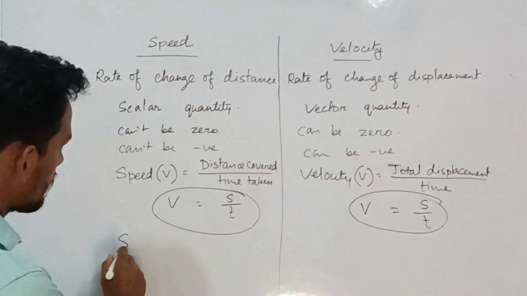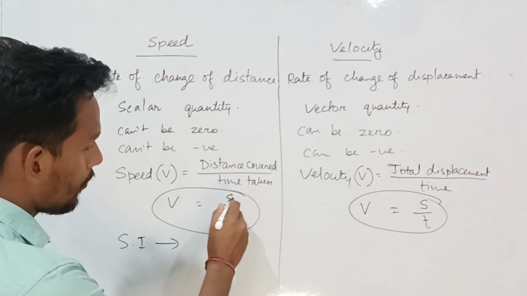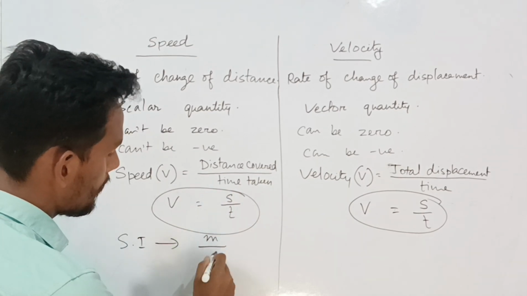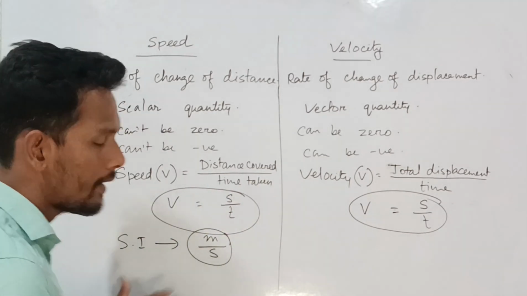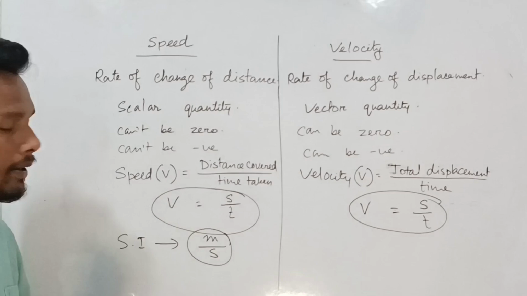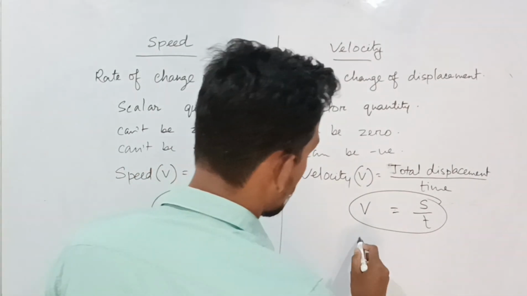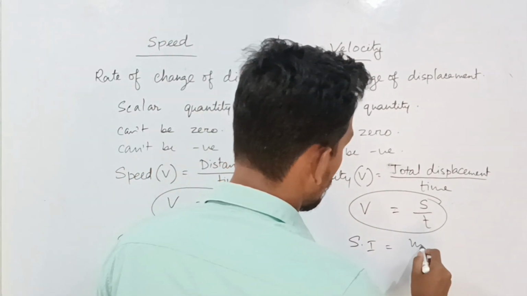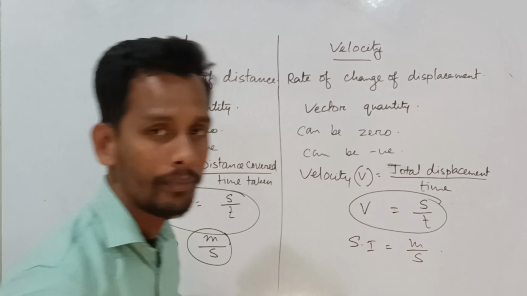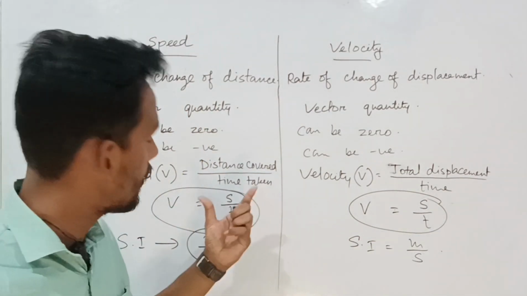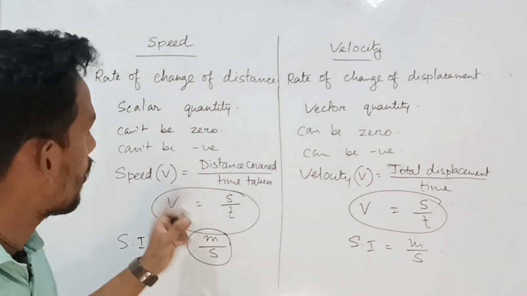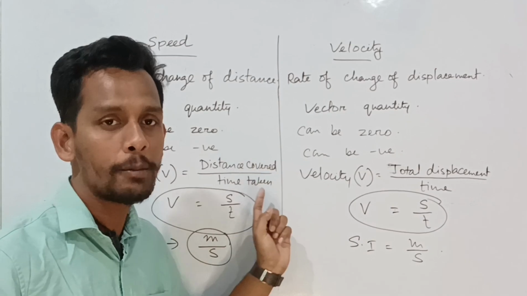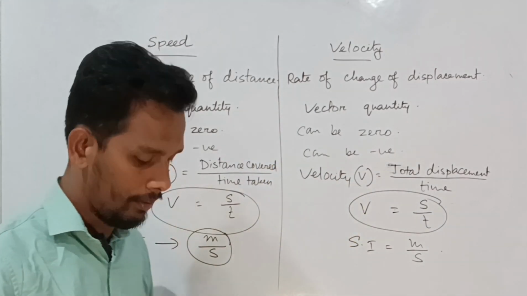What are the SI units? The SI unit for distance is meter, for time it is second. So meter per second is the SI unit for speed, and velocity also the same. The SI unit of velocity is meter per second. Clear? So these are the definitions and mathematical formulas, and also the differences between speed and velocity.